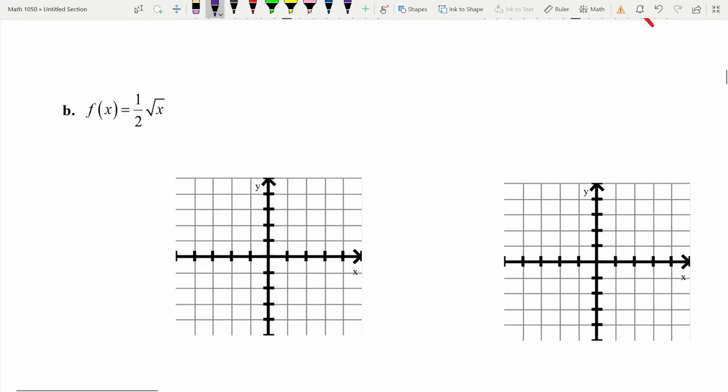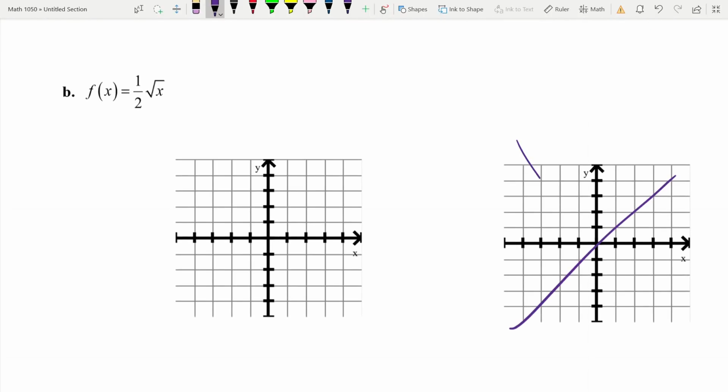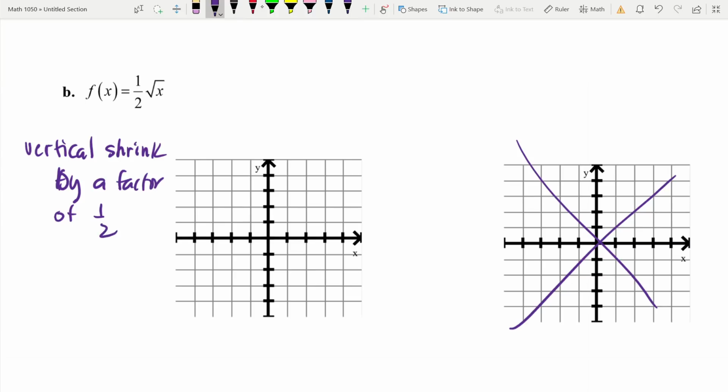Okay, good. Look at this one. Get rid of the second graph. 1/2. This is called a vertical, what is that called, everybody? Is it a stretch or is it a shrink? It's a shrink. So we're going to say vertical shrink by a factor of 1/2. It's a shrink because 1/2 is less than 1.